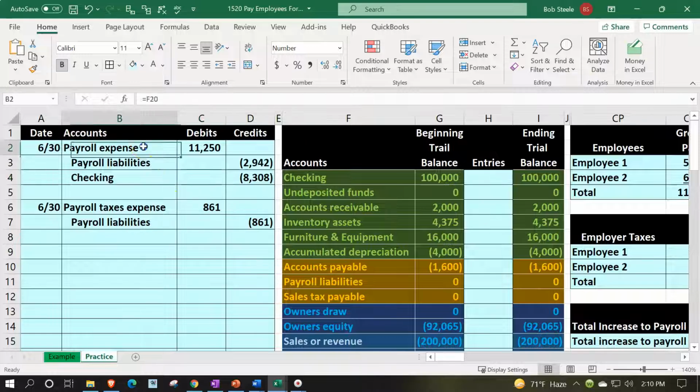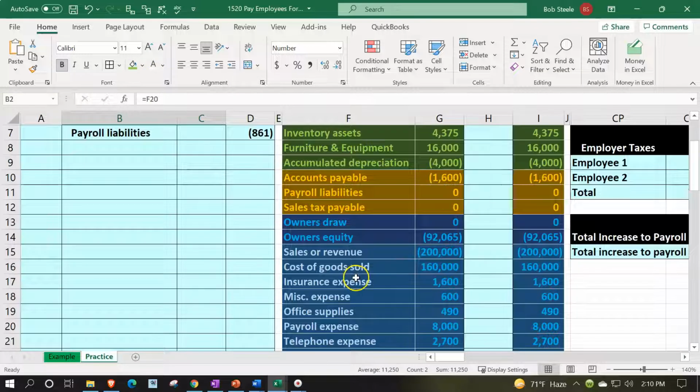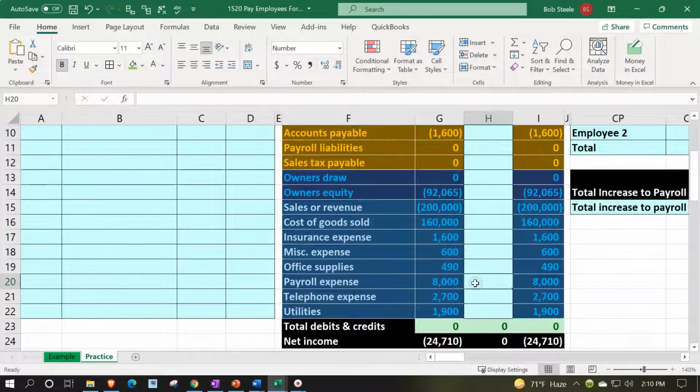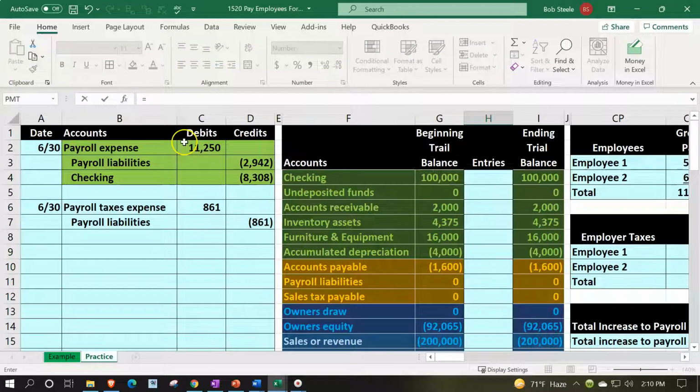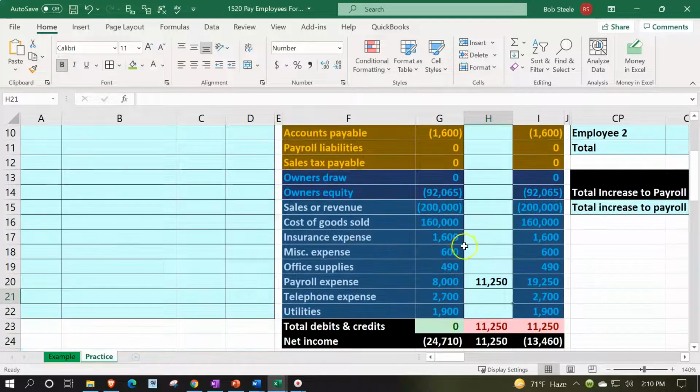We're going to say the payroll expense first. Let's make this green so we could focus our eyeballs on that one. Payroll expense, down below, we've got payroll expense is going to be equal to getting that 11,250, bringing it up.